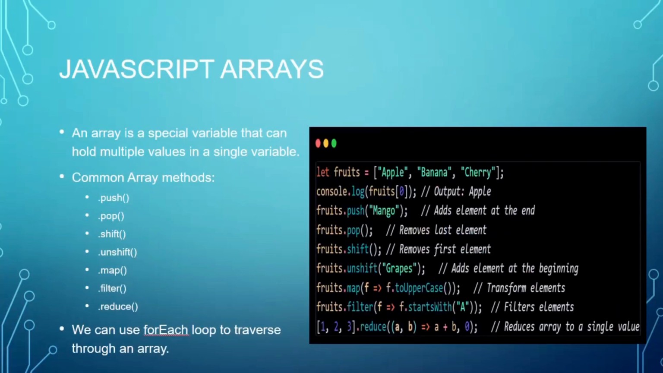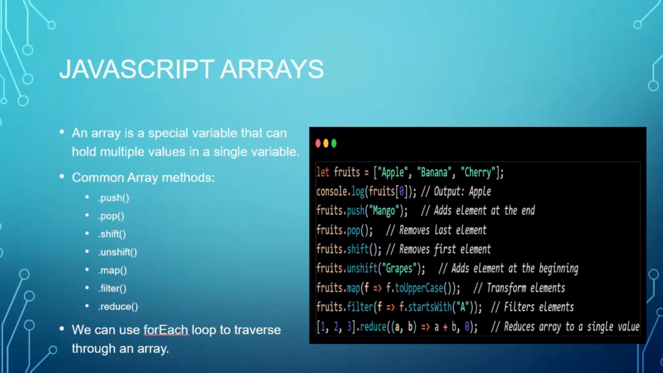In JavaScript, an array is a special type of variable that allows us to store multiple values in a single variable. Instead of creating separate variables, we can use an array to keep data organized. JavaScript provides several built-in methods to work with arrays efficiently.